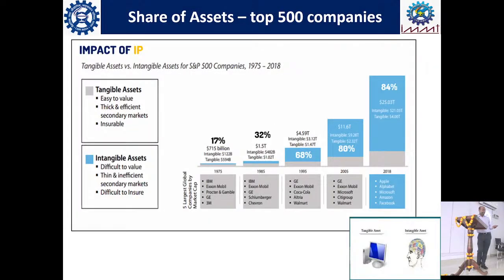Why IP? Earlier, properties used to be in the form of territory or money, gold, these things. But now it is all about IP. If you talk about IBM or Microsoft, 90 to 95% of their value is in the form of IP. They cannot be seen, but they are that worthy.